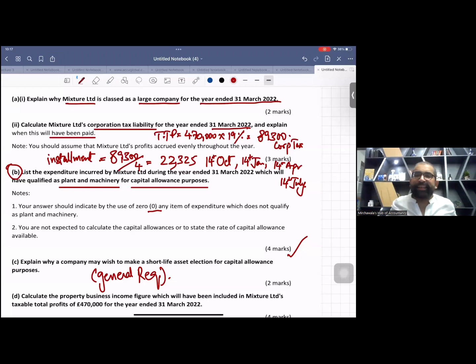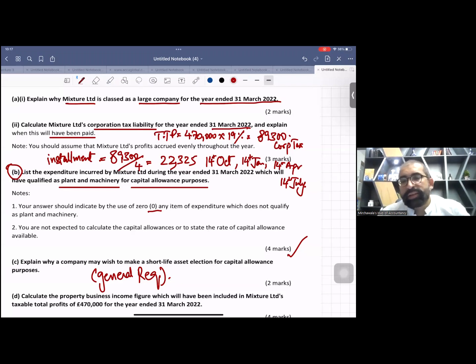Why do we depool SLA, short life asset? You know the answer? Because we normally expect balancing allowance on the disposal of SLA. And just think, if you have depooled it, you will get immediate balancing adjustment on SLA.